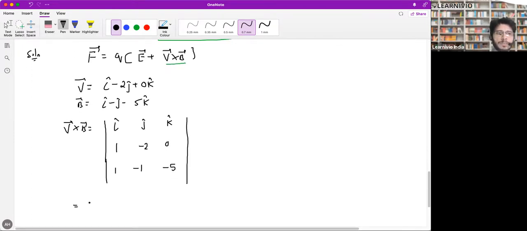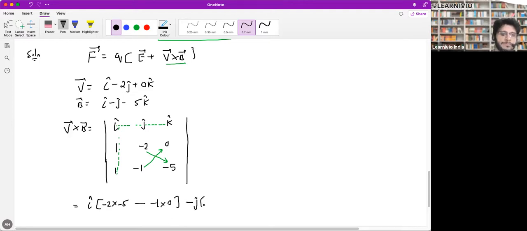Then you have to open this determinant. To open this determinant, first take i cap. When you take i cap, eliminate the row of i cap and the column of i cap. You are left with just -2, 0, -1, -5. So do this multiplication: -2 into -5 minus -1 into 0. This is how we open the cross product.